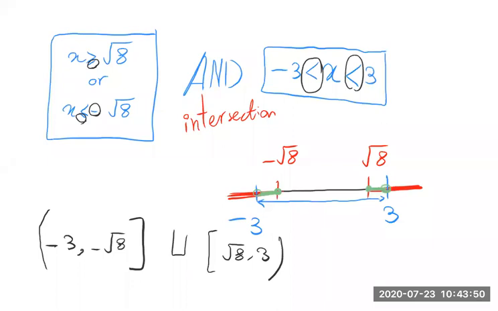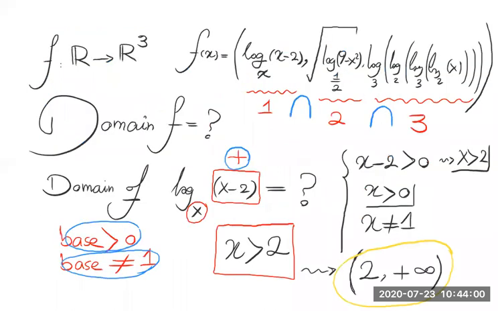Okay, let's go back to the original question. The original question, we can ignore the negative part because of the log results. Yeah, so let's go back to the original question. Let's see.